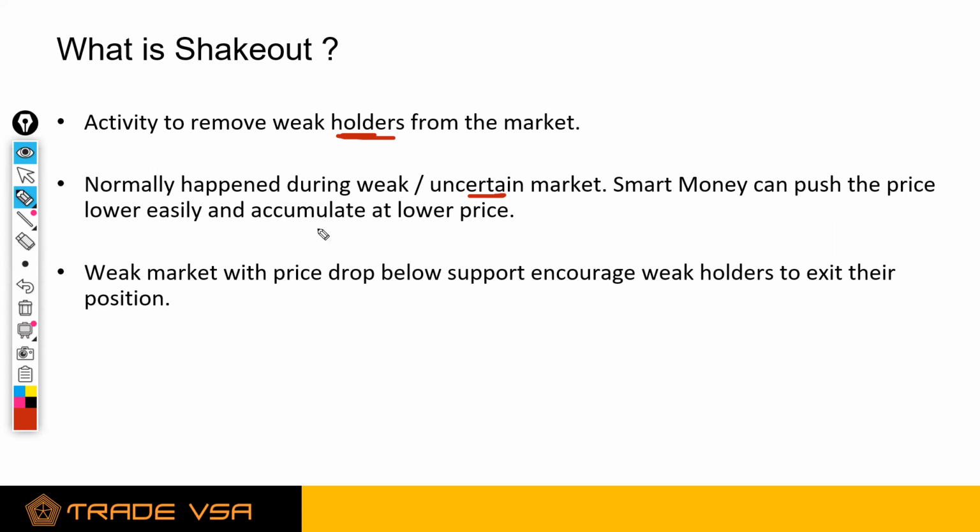Now, smart money pushes the price lower easily because of the weak market. People are uncertain and don't really want to hold the counters. They will try to sell, and even more so when they see the price drop, because they're afraid. So they sell first, and this gives smart money a chance to accumulate at a lower price. A weak market with price dropping below support encourages weak holders to exit their positions. Like I said, most weak holders don't like uncertainty. When the news is so bad, they just want to exit the market first, then they'll come back later when the market is bullish.